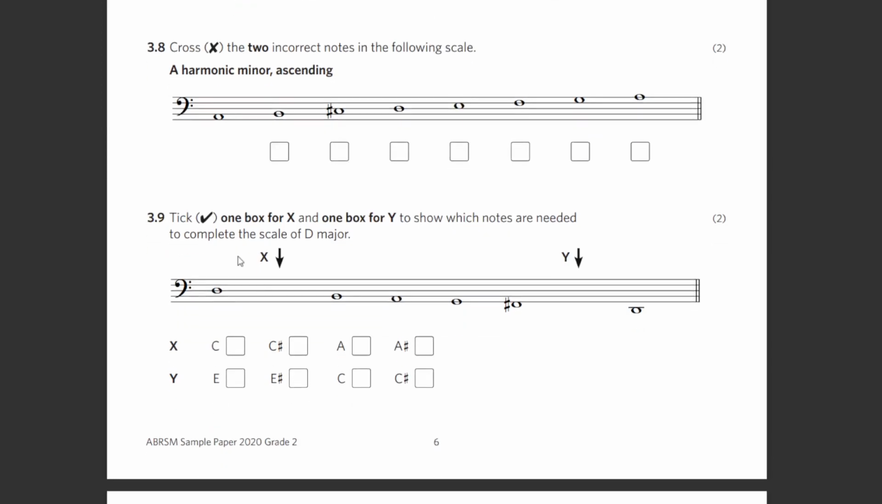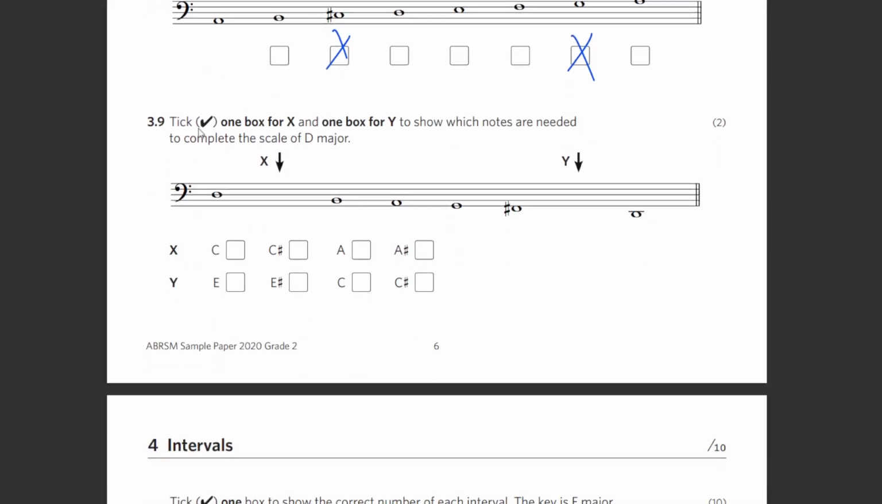Okay, now let's move on to 3.8. You need to put a cross for 2 incorrect notes in the scale. So you have A minor and it's harmonic. A minor has no key signature, but the 7th note, which is G, you need to sharpen. They did not sharpen G, so this is wrong. But apart from G sharp, you should not have any other flat or sharp, so this is also wrong. It should be just C natural, or C.